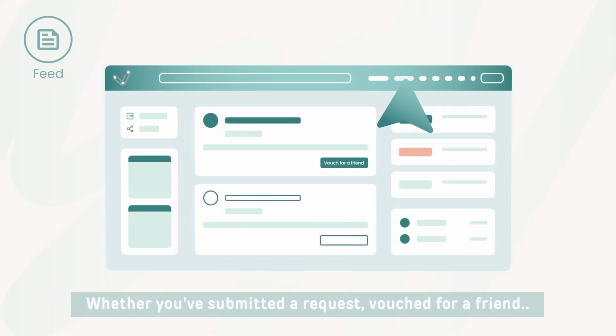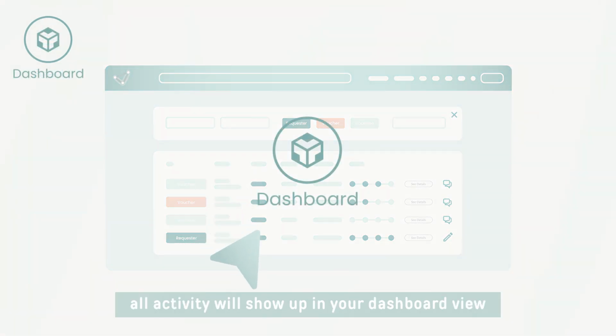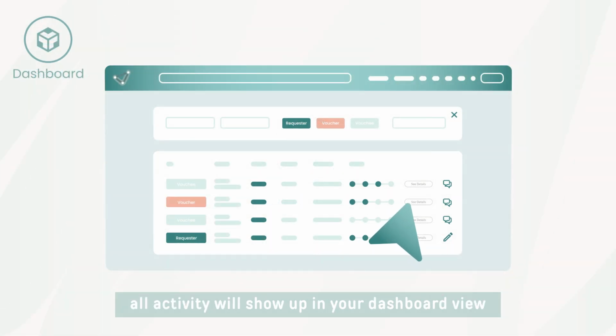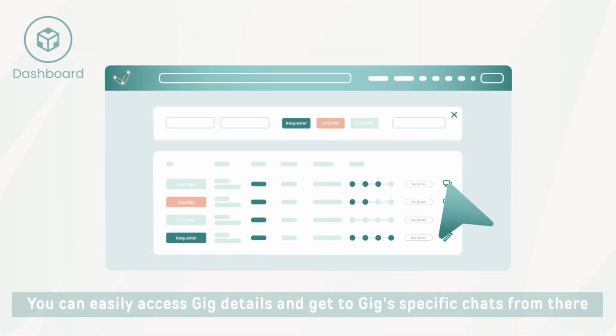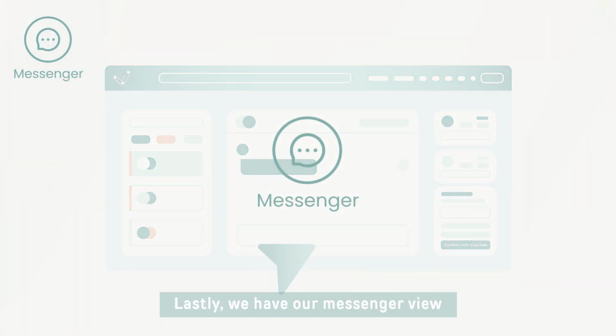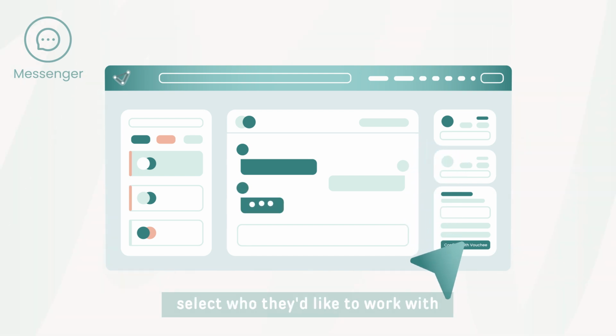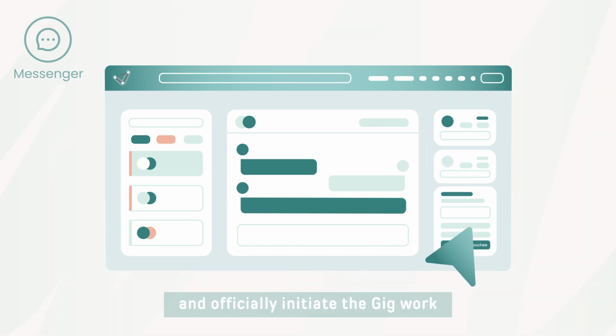Whether you've submitted a request, vouched for a friend, or been vouched for on a gig, all activity will show up in your dashboard view. You can easily access gig details and get to gig-specific chats from there. Lastly, we have our messenger view, where requesters can chat with vouchees, select who they'd like to work with, and officially initiate the gig work.